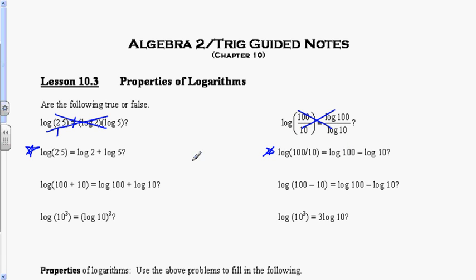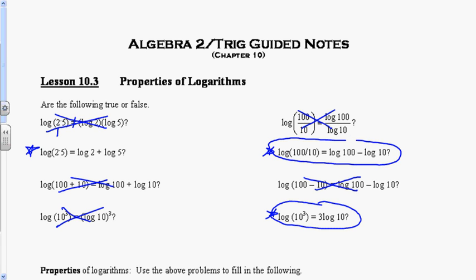This is true. The next one says if you have something added inside here for logs, you can have the separate logs added together. Not working. This one here, if you notice, again, subtraction, 2 separate logs being subtracted, not working. Here you have log of 10 to the third. The power of 3 can go outside and have log 10, not working. Here it says if you have log of 10 to the third, the 3 can go to the front of it and have log 10. That one works. So these are your 3 properties that we're talking about with logarithms.